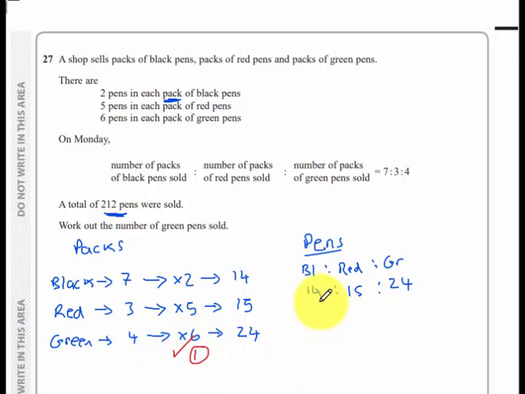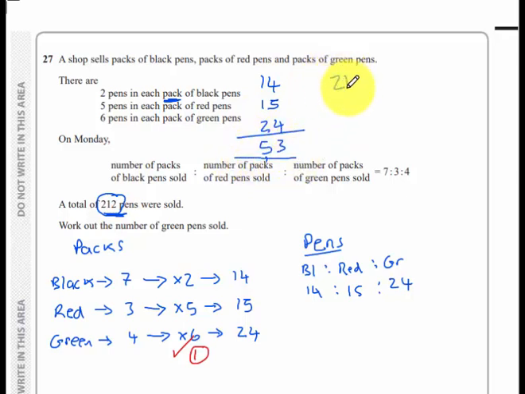Now I just need to work out how many green pens were sold, because this was the ratio they were sold in, 14:15:24, and there were 212 pens sold in total. So I have the ratio of the number of pens sold, and I now need to see how many of the 212 pens sold were green. So my first step, if I come back up to the top of the page to save paper, I'm going to work out how many shares there are in total. So 14 and 15 is 29, and 24 makes 53. So there's 53 shares in total.